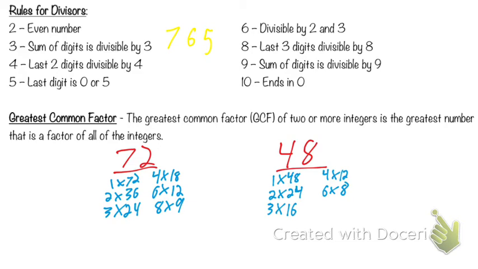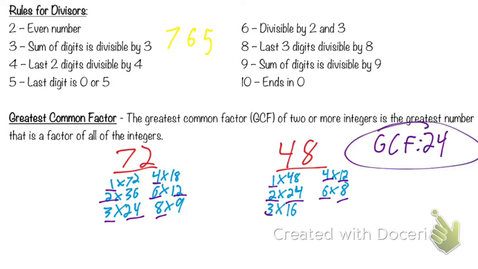Now, common factors. There's quite a few we see in common, aren't there? We see the 1 in common. We see the 2 in common. We see the 3 in common. We see the 4, the 6, the 8, the 12, the 24. Do we see any others? So we see a lot of common factors, but which of these is the greatest common factor? 24. So we'd say the GCF of these two is 24.